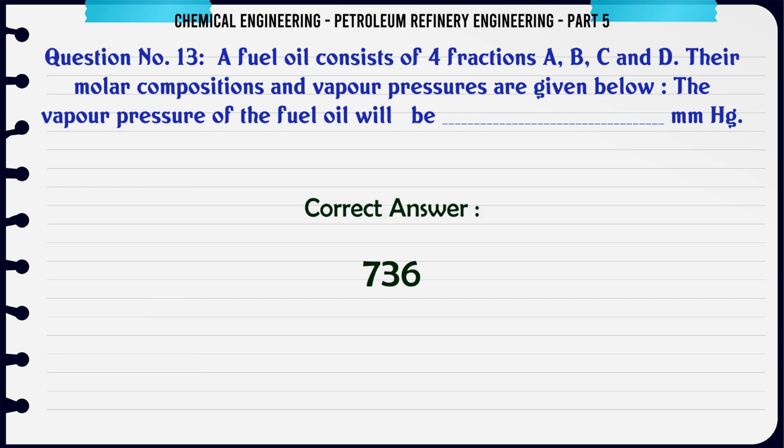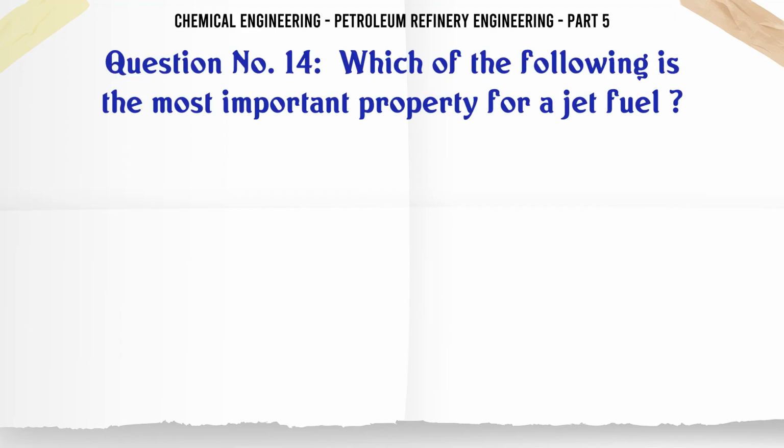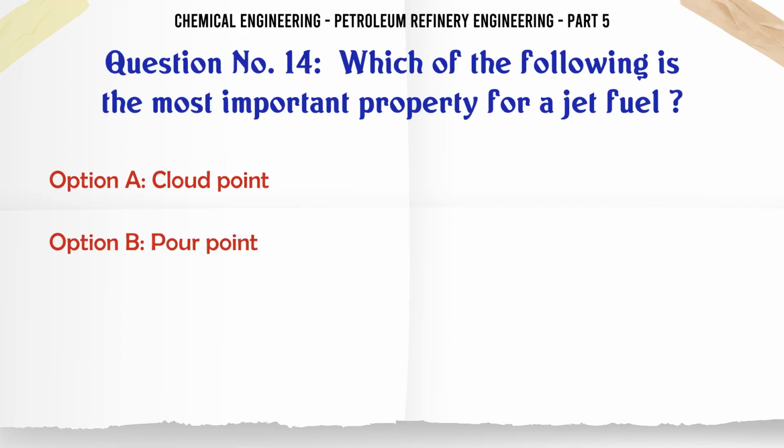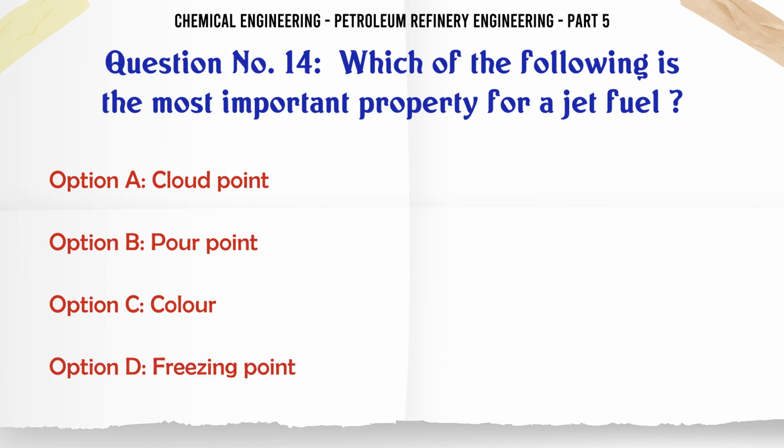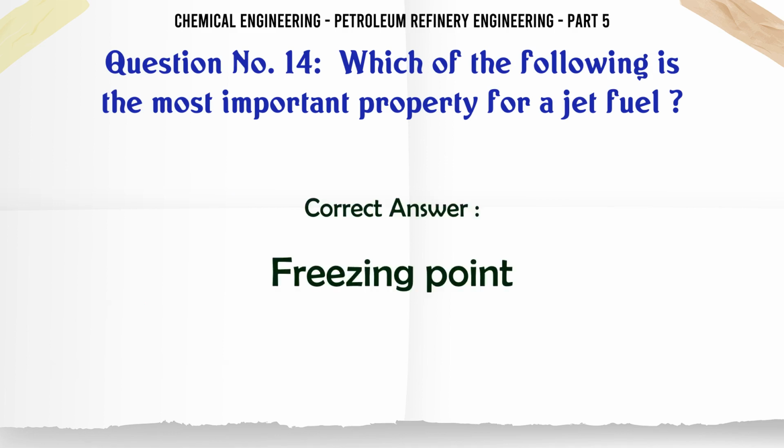The correct answer is 736. Which of the following is the most important property for a jet fuel? A. Cloud point. B. Pour point. C. Color. D. Freezing point. The correct answer is freezing point.